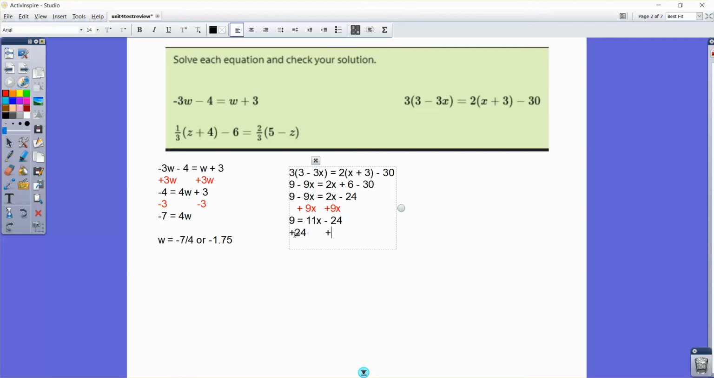Don't mind the no color change. Understand we're adding 24 to both sides. So 9 plus 24 is 33. That equals 11x. And then I'm going to divide 11 on both sides. That's going to be x equals, or 3 equals x. And I can just switch it around and say x equals 3.